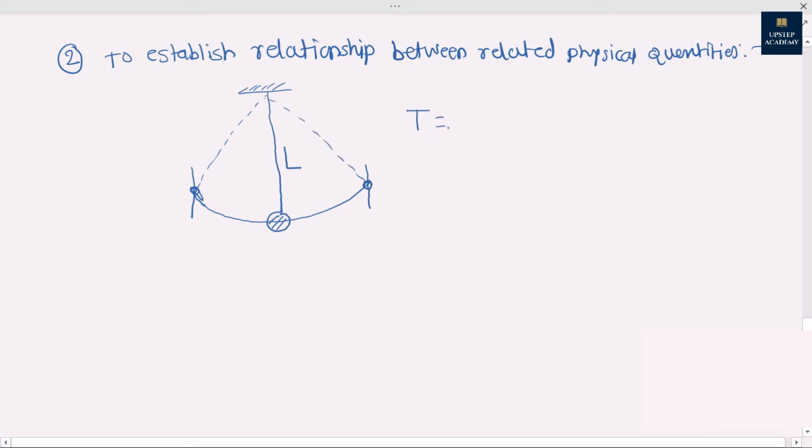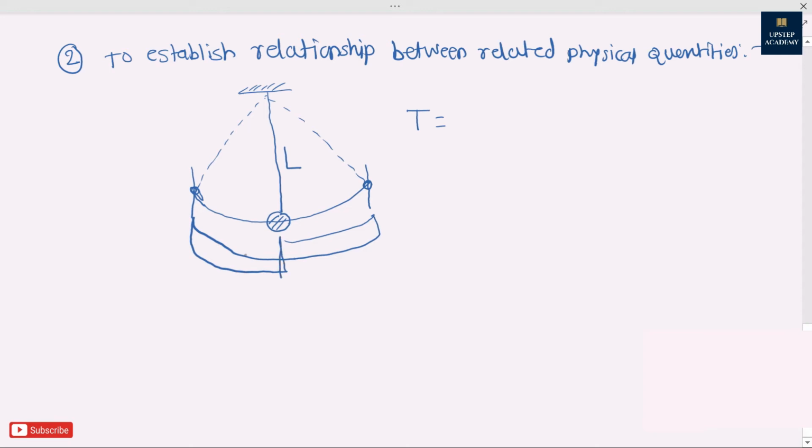You know what a time period is. The time period of a simple pendulum is nothing but the time required for the bob to go to the extreme right, then again to its original position, then again to the extreme left, and then again to its original position. So this is one complete oscillation, and the time required for it is the time period. So this time period depends on which things? It depends on the length of the pendulum and g.